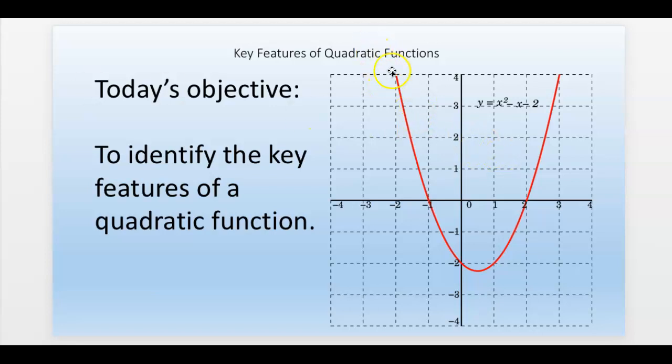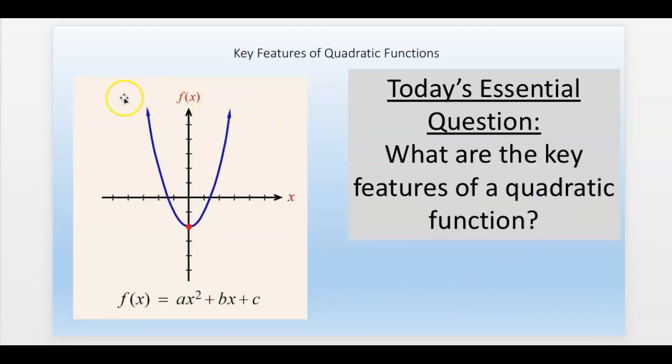It looks like this, you guys. It's shaped like a U. Again, the essential question, and you need to know this for the notes assignment, it's worth 5 points: What are the key features of a quadratic function? Guys, there's not a lot of calculating today. We're just going to learn some vocabulary and some concepts about the key features.